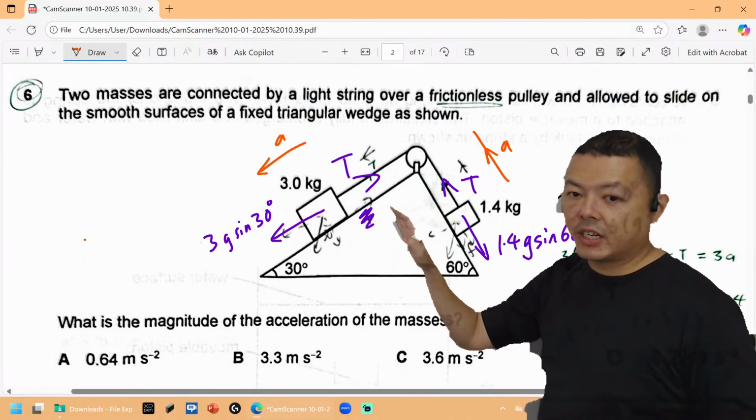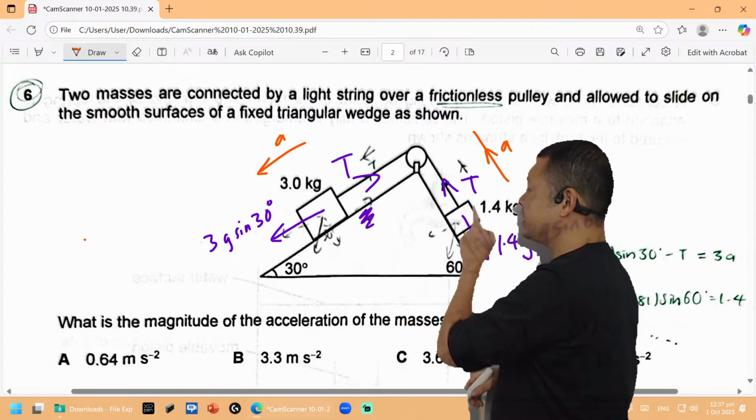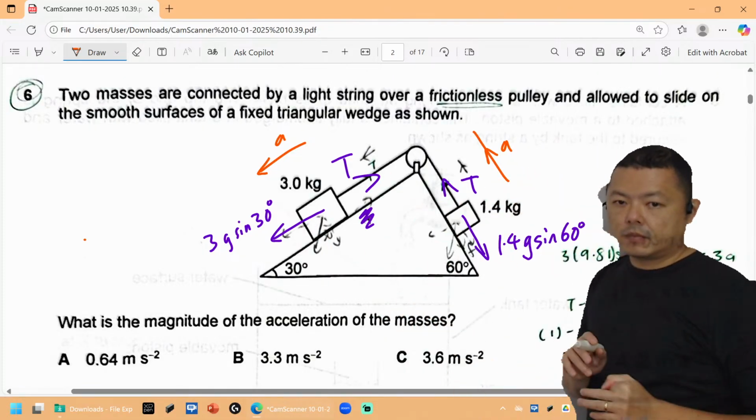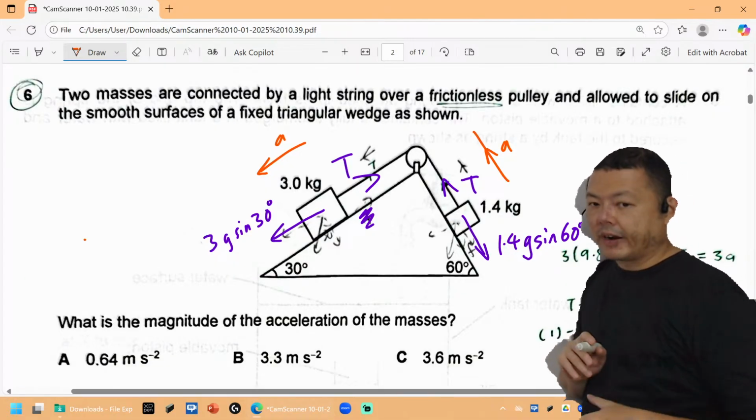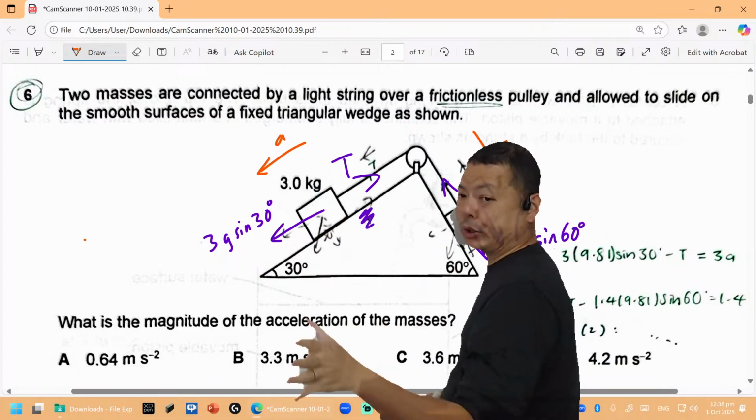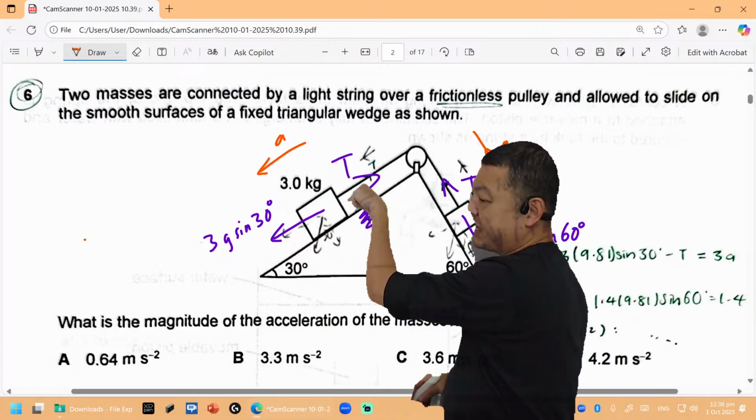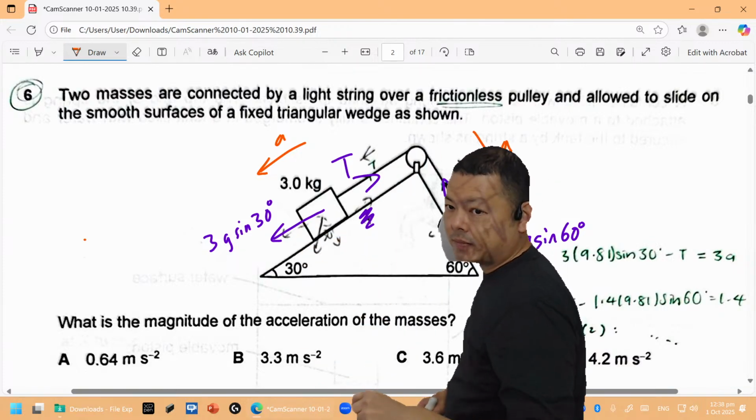Have I drawn the tension directions correctly? The tension for this object is pointing up. The tension for this object is pointing up. They're absolutely correct. So you've got to always remember that strings cannot push objects. If you draw the tension pointing down, you're telling me that the string is pushing the block down. That makes no sense.